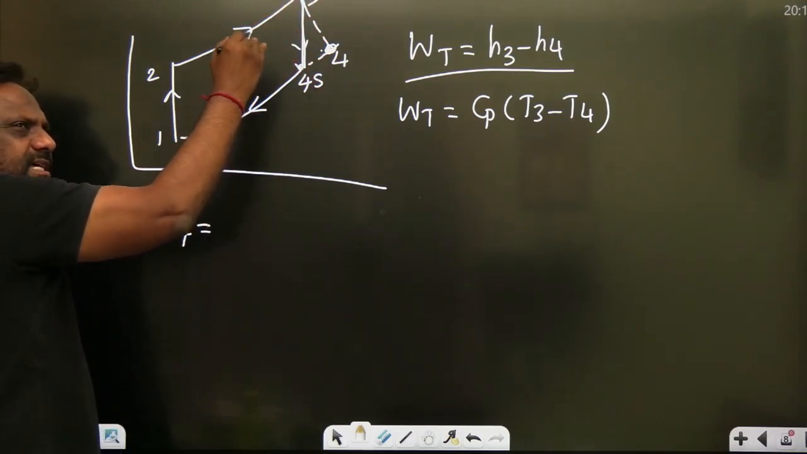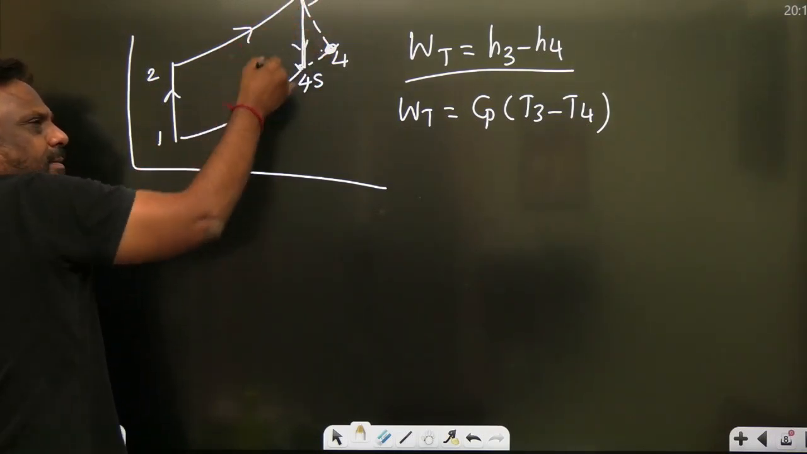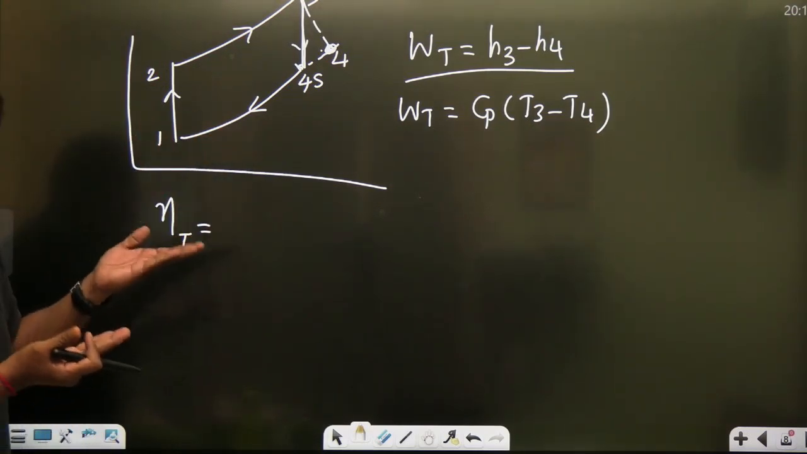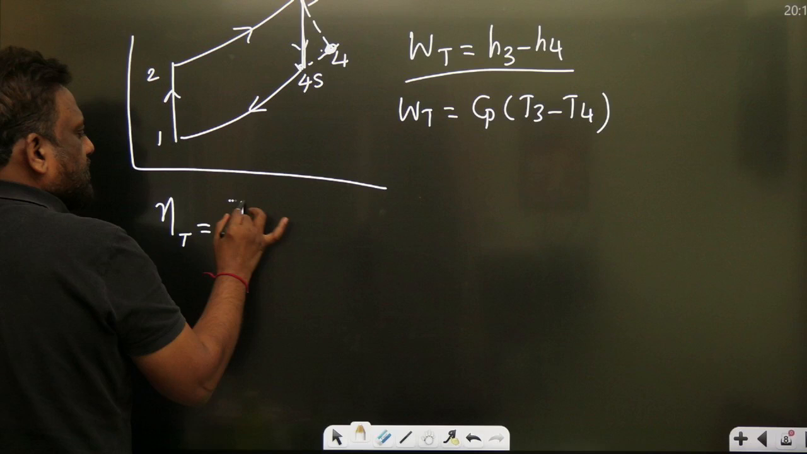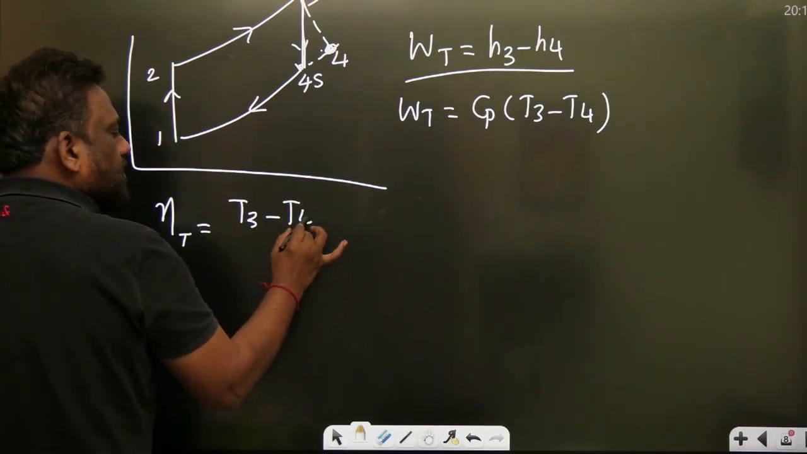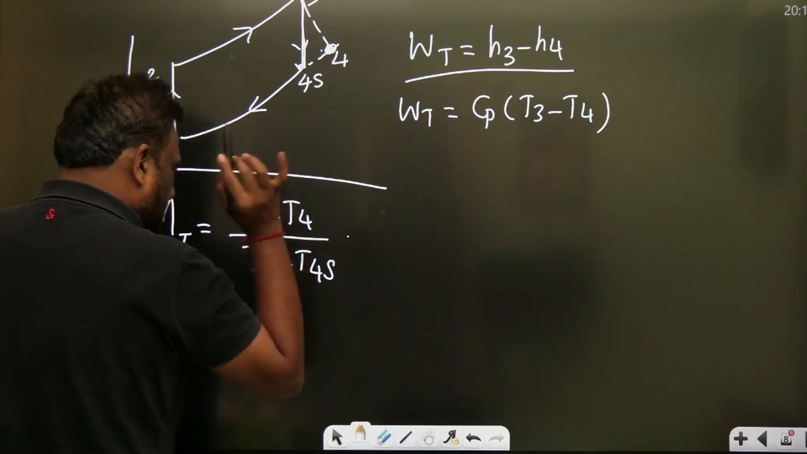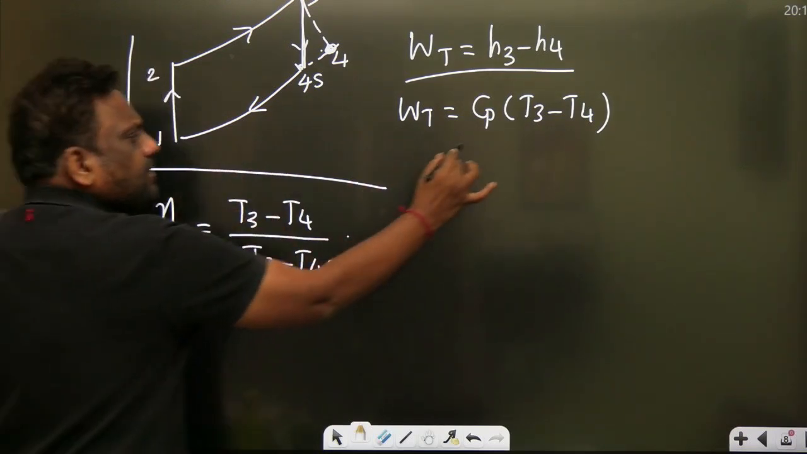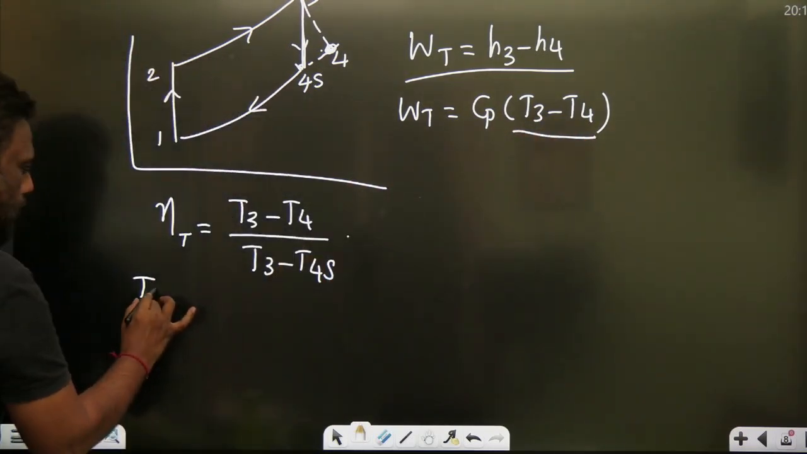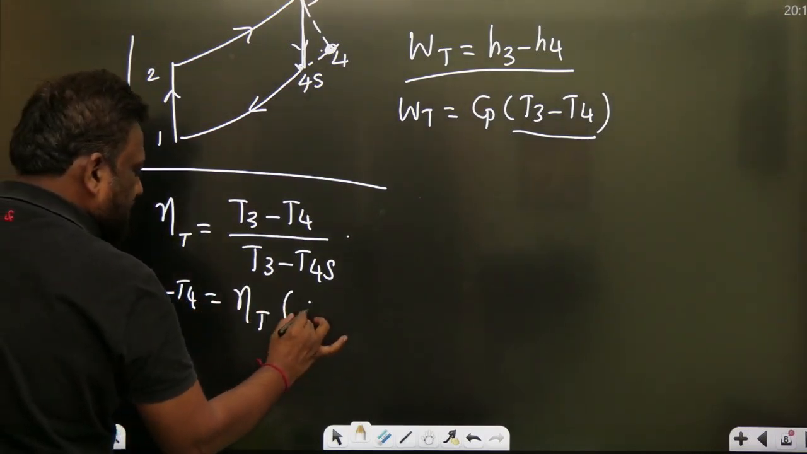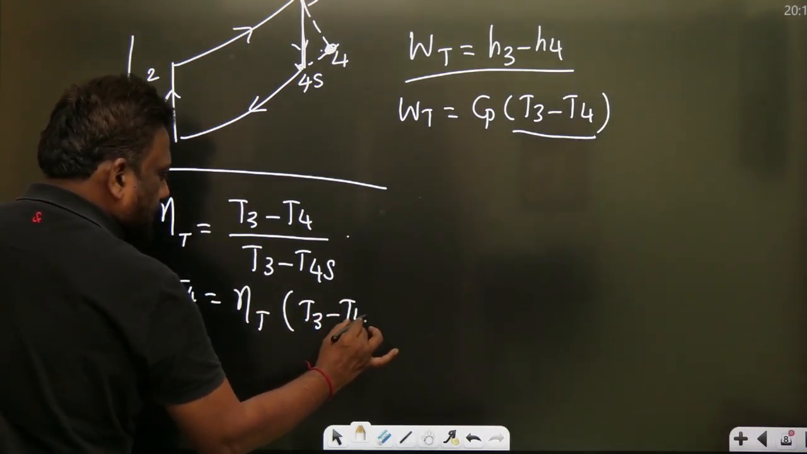So, if I write H as CpT, in the numerator and denominator, as it is a perfect gas, Cp will remain the same. So from numerator and denominator, Cp gets cancelled. So you will write the isentropic efficiency of the turbine as T3 minus T4 by T3 minus T4s. Wonderful. So in this, I need T3 minus T4. So what is T3 minus T4? This can be written as turbine efficiency times T3 minus T4s.